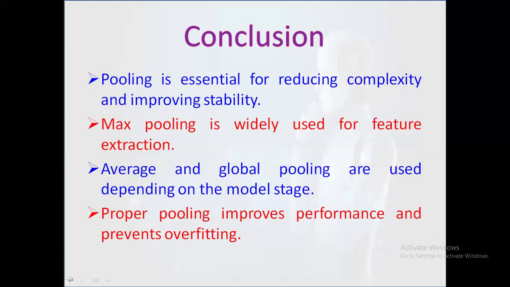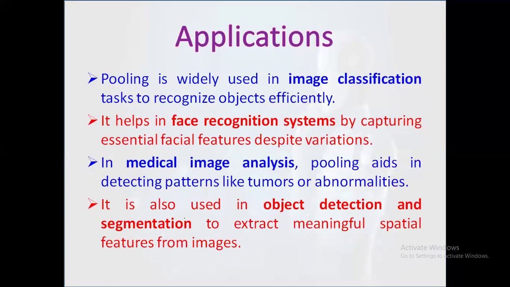In medical image analysis, it plays a vital role in detecting critical patterns such as tumors and tissue abnormalities by focusing on the most significant visual details. Additionally, pooling is used in object detection and image segmentation to extract meaningful spatial information, enabling CNN to understand and label different parts of an image.